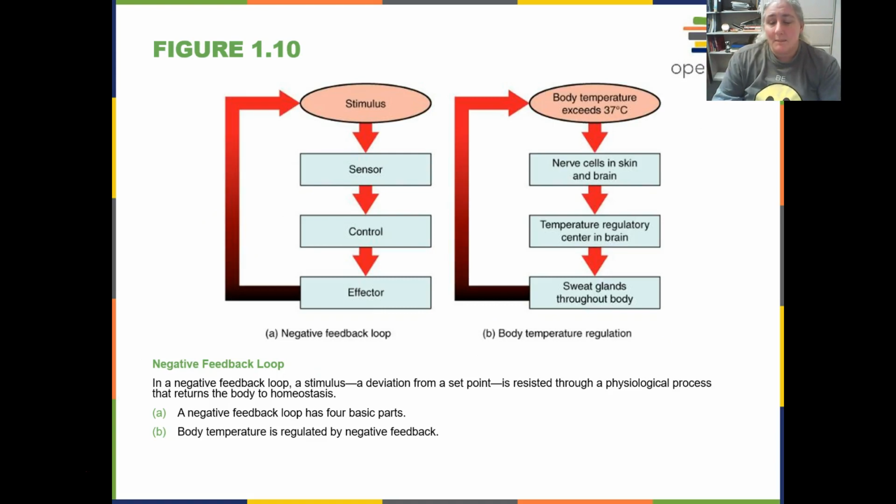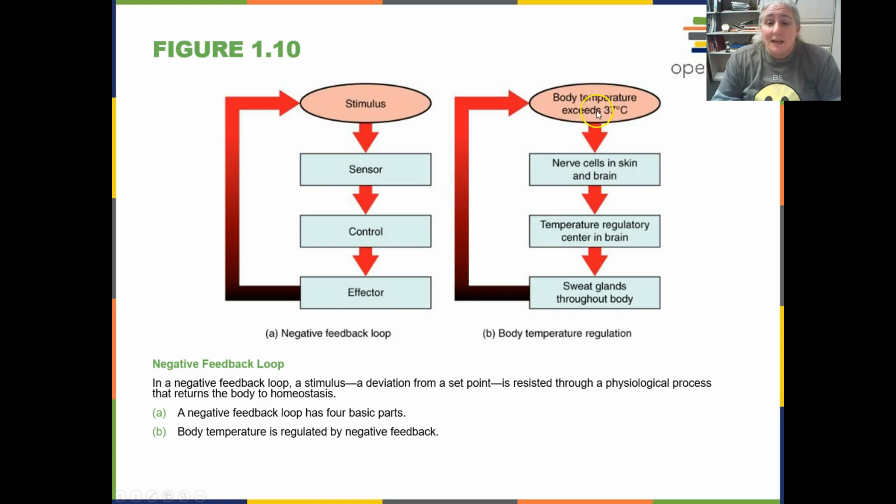Here's body temperature with negative feedback. So you have some stimulus that is detecting a change in body temperature. It's picked up by your receptors. The receptors send a signal to your control center. Control center then sends a signal to the effectors. In this case, our body temperature has increased above normal. So 37 degrees Celsius is normal body temperature. In Fahrenheit, it'd be 98.6 or so.